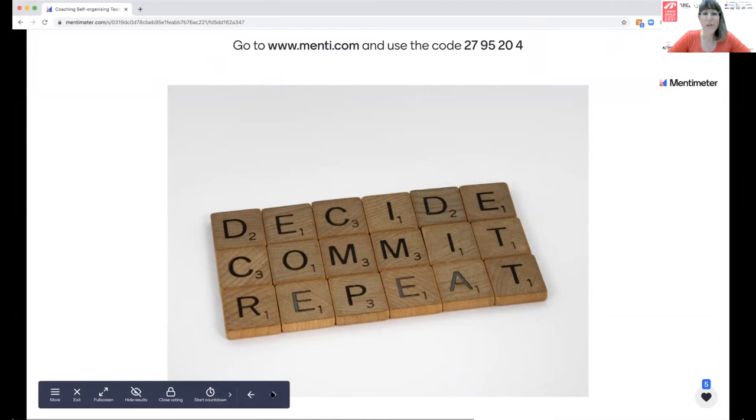Okay, so decide, commit, and then repeat. So once they've found something that works, obviously repeat it and obviously review it to make sure that it's still working. So you keep that freshness of thinking.